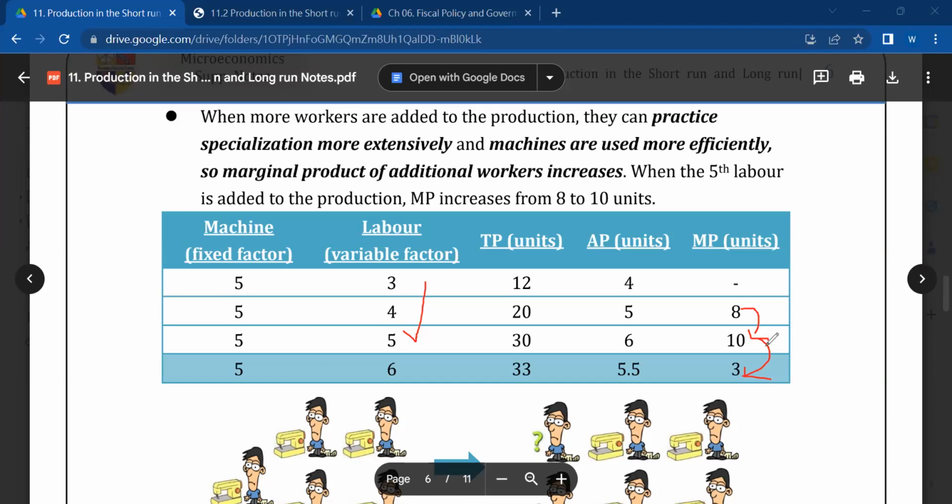Okay, so this is the implication of the law of diminishing marginal return. Is that clear?